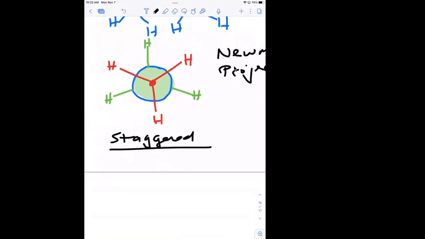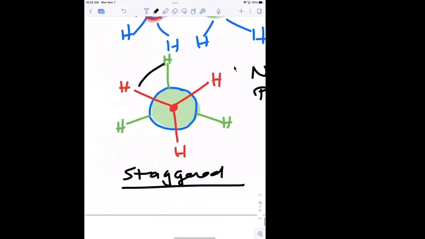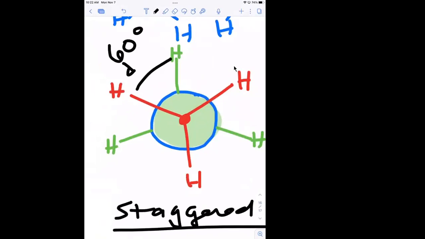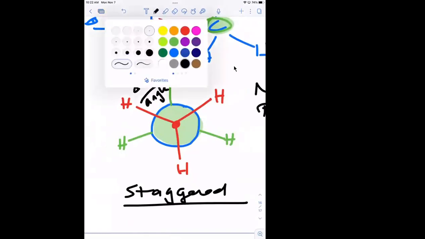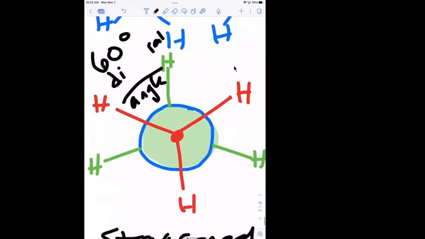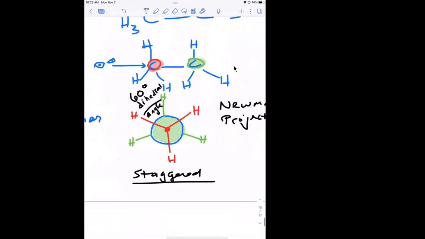So this conformation of a Newman is what we call staggered. The angle between each hydrogen is 60 degrees. It's what we call a dihedral angle, a 60-degree dihedral angle. So in the staggered conformation, all the angles between all the hydrogens are 60 degrees.